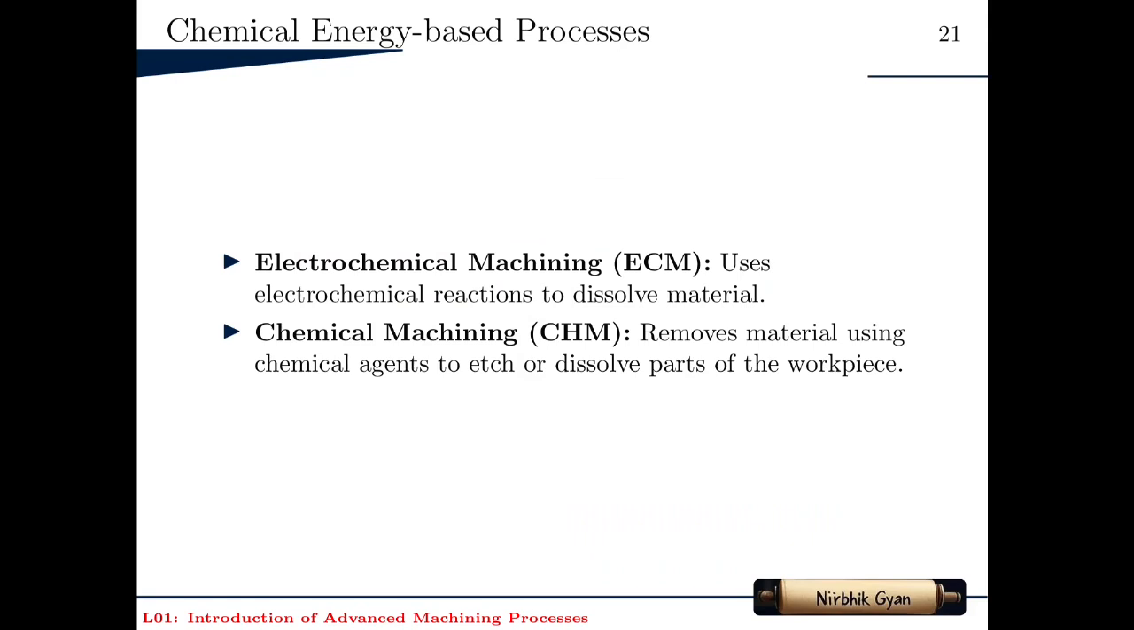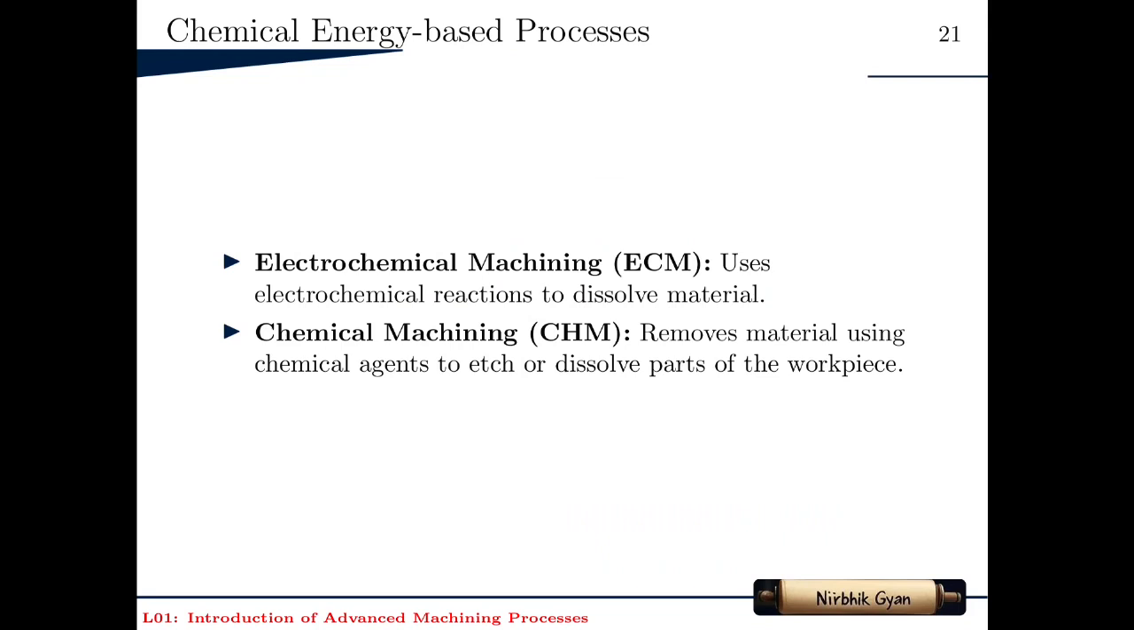Now coming to the chemical energy based processes, in this category we have electrochemical machining and chemical machining. In electrochemical machining, an electrochemical reaction dissolves the material. There is a power supply to the tool as well as the workpiece, and generally the workpiece is connected to the anode and the tool to the cathode, submerged in an electrochemical solution, and material removal takes place from the workpiece. Now chemical machining.